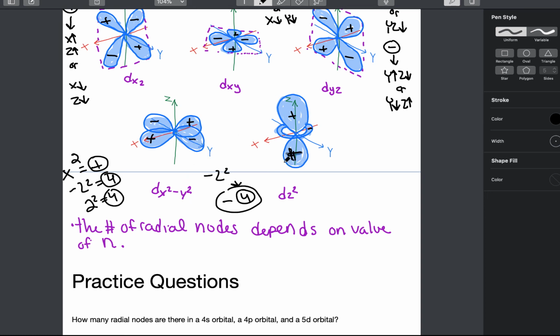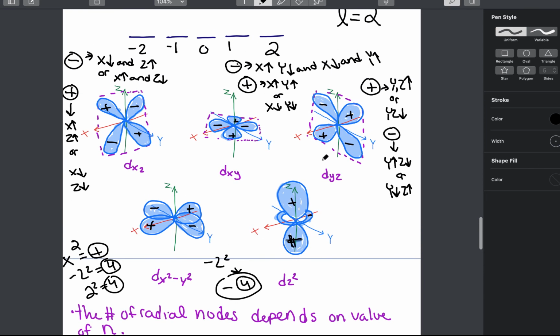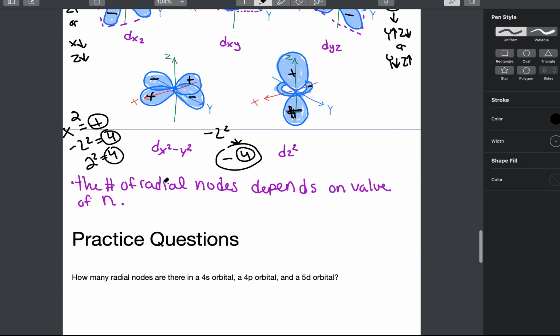So the dz squared has positive ends on both the bottom and the top of the dumbbell, and a negative ring. This one is actually probably, I find, the easiest to remember, because it's the most distinctive out of these orbitals. So that is all the d-orbitals. And of course, the number of radial nodes depends on the value of n. So you would once again use the n minus l minus 1 equation.